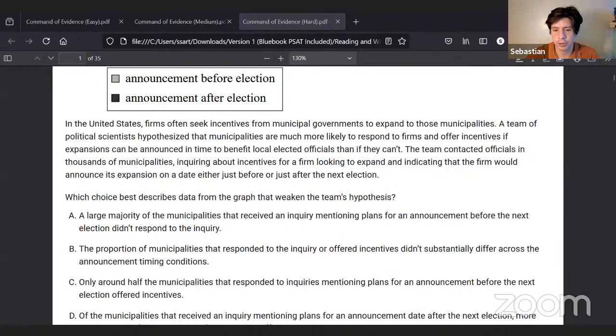Okay, so this is one of the hardest ones, right? So we'll do this one, then we'll go to some easy ones, and then we'll keep going from there. But I just want to give you a taste of how it can be. Which choice best describes data from the graph that weaken the team's hypothesis, right? So one thing you got to be careful about is most of the questions ask for things that will support the team's hypothesis, but sometimes you'll get questions that ask for you to weaken the team's hypothesis, okay?